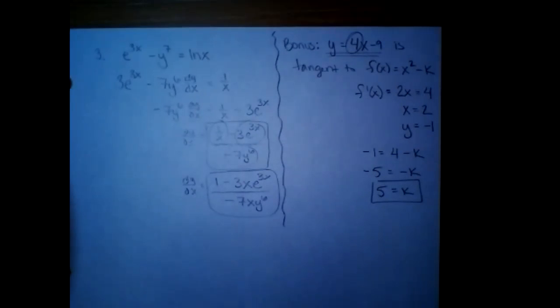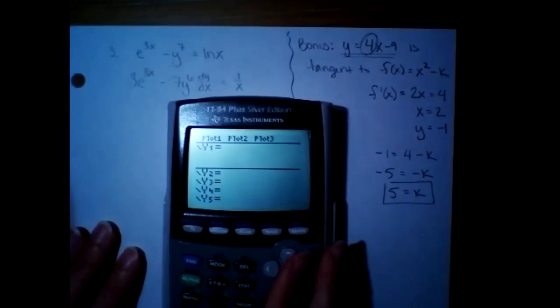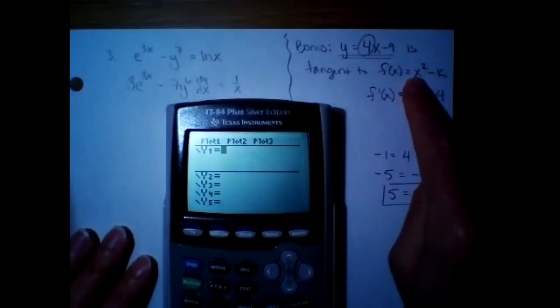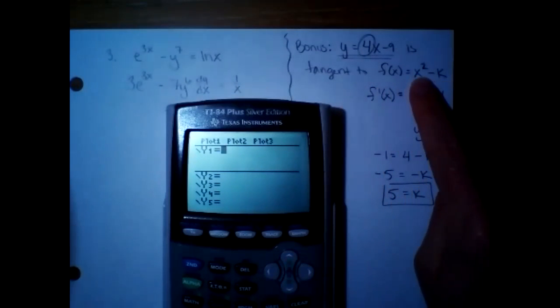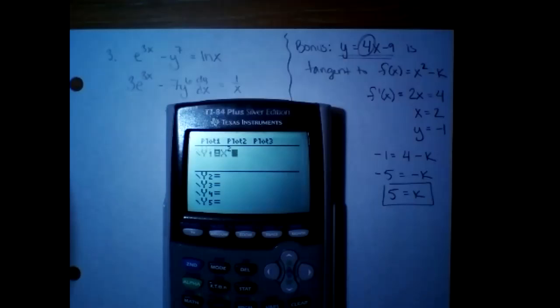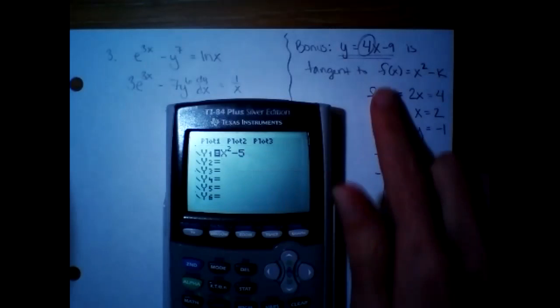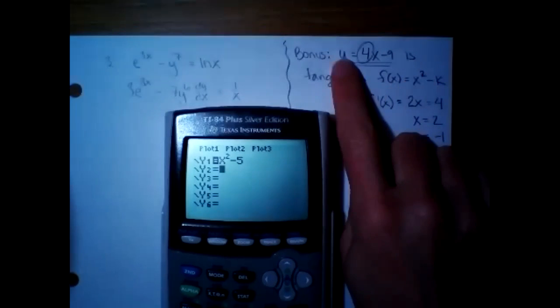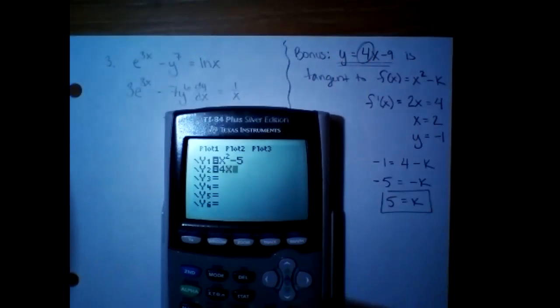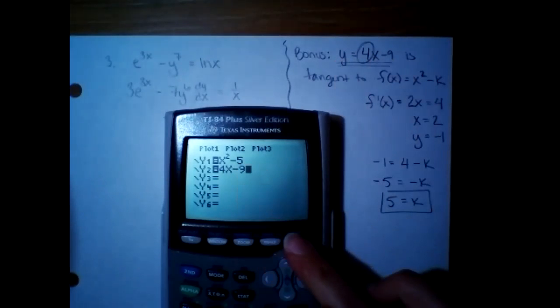And I just want to show you this on the calculator as well so that you can see a visual of this. I'm going to put in this function, which we found k was 5. So this will be x squared minus 5. So a parabola moved down 5. And then I'm going to put in the tangent line. So 4x minus 9. So we're going to get a parabola and then the line tangent.